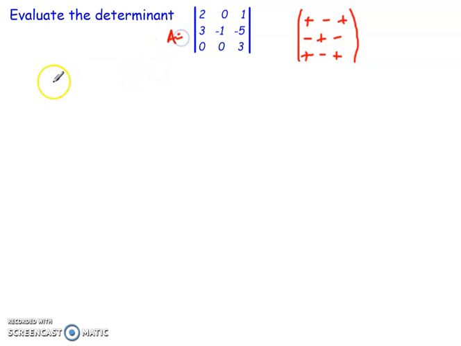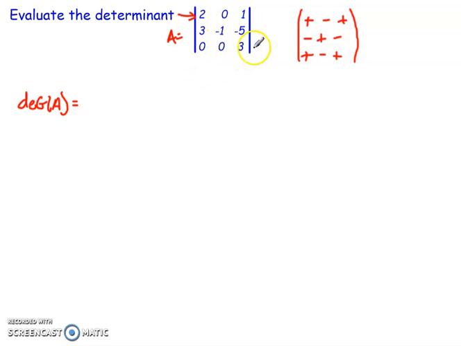So let's label this as A, and let's look at calculating the determinant of that matrix A. So what I'm going to do is I'm going to expand it across the top row to start with. So what you do is you go along each entry in the top row, you eliminate the row and the column that it sits in.